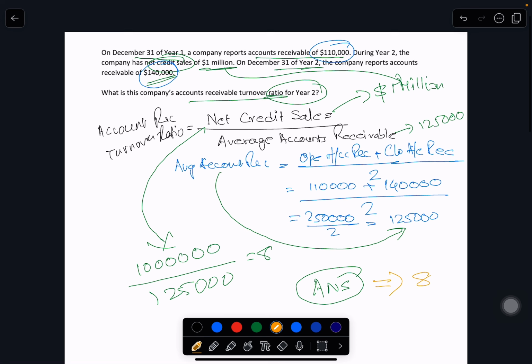So the accounts receivable turnover ratio is 8. Essentially, this means, if you look at the formula, how many times the accounts receivable balance is used during the year to generate net sales. That is the meaning of the accounts receivable turnover ratio. So that was how simple this question is.